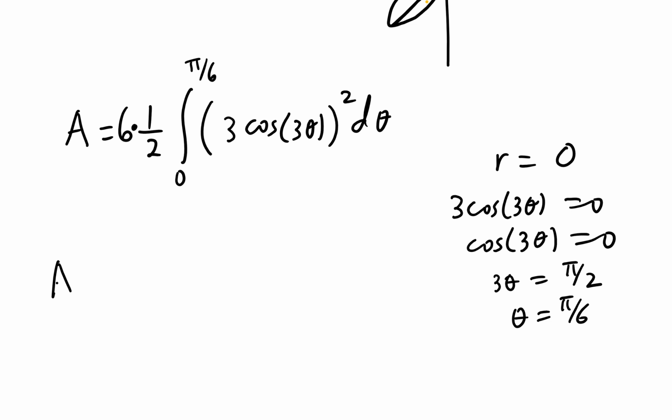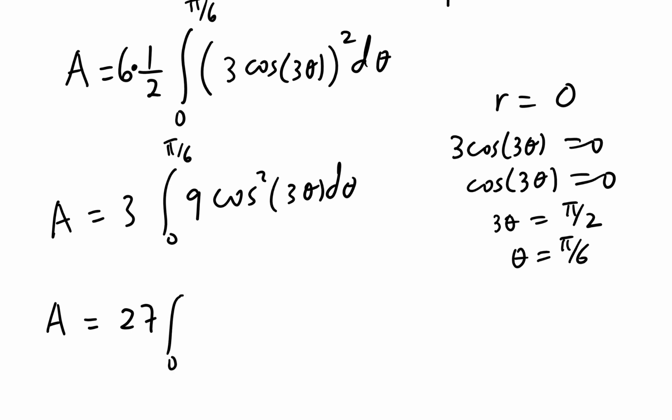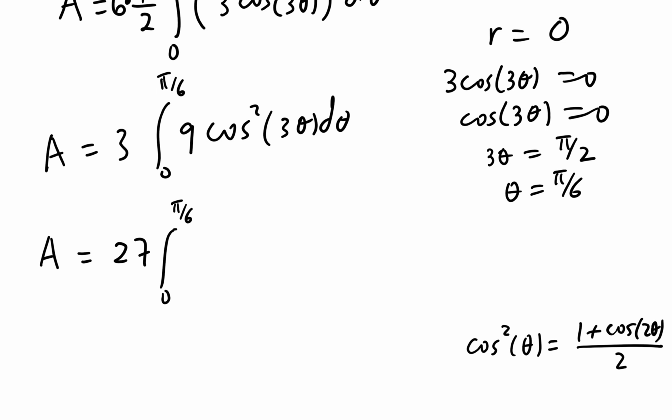So here we got 3 outside, 0 to pi over 6. This is 9 cosine squared 3 theta d theta. You can pull the 9 out, becomes 27, and 0 to pi over 6. Now, to work with cosine squared, we use the formula we recalled in the previous section: cosine squared theta is (1 plus cosine 2 theta) divided by 2.